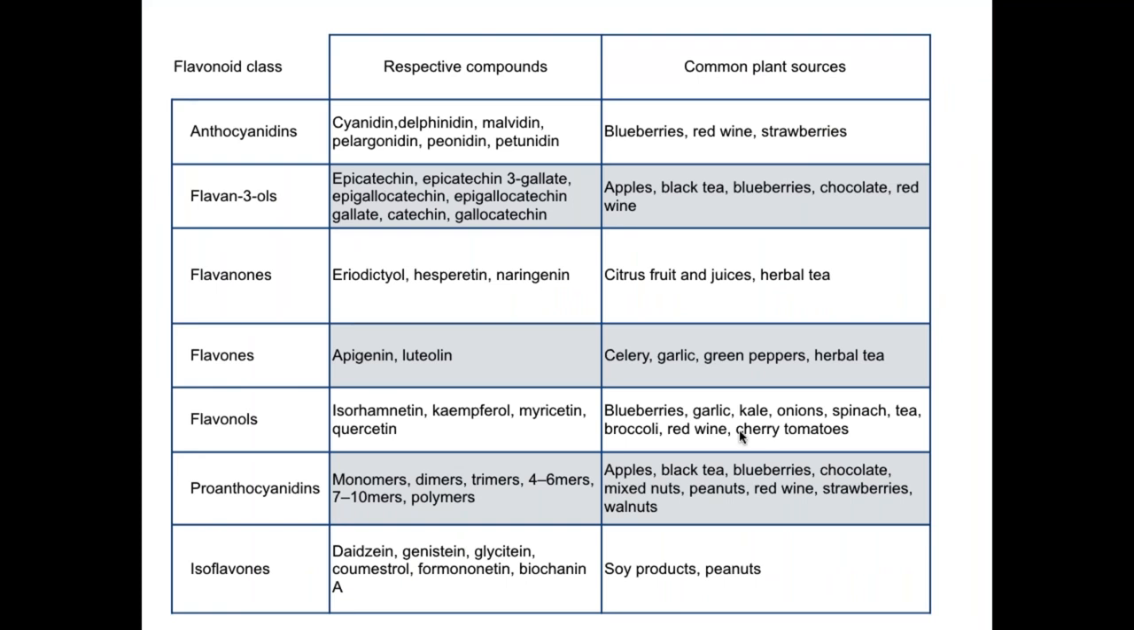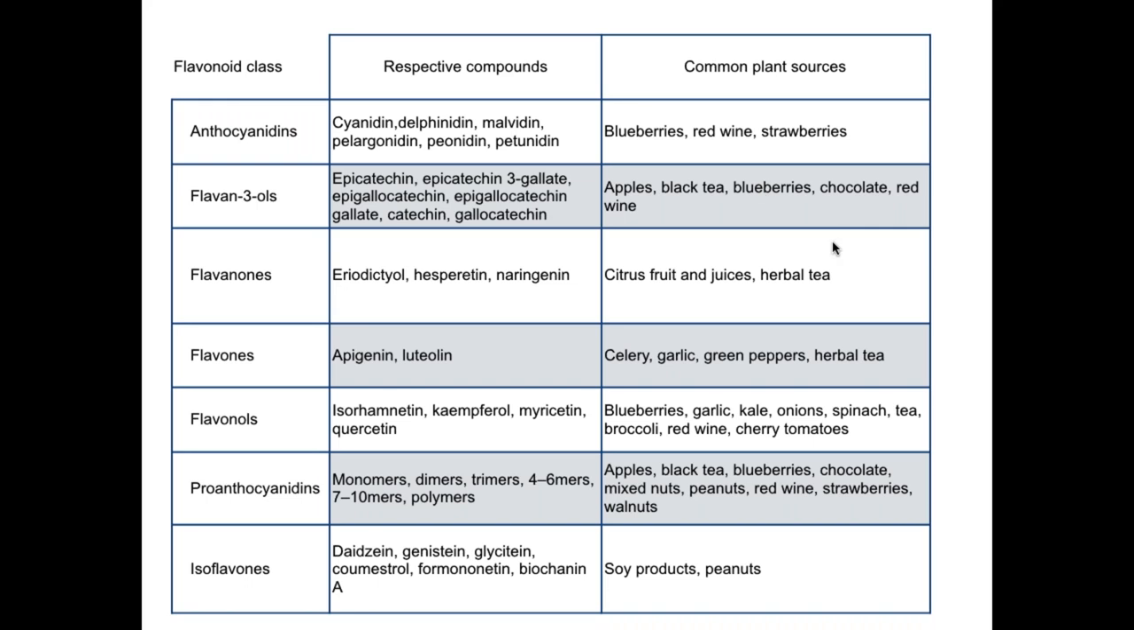So you don't need to memorize any of this stuff on this page, but these are different breakdowns of the different categories. There are hundreds and hundreds of different flavonoids that exist. There are usually a few different backbones, and the way that the names of these compounds change is dependent on where the OH groups are and how many OH groups they have. That's the main thing. So blueberries, red wine, strawberries, apples, black tea, you can go through the list.